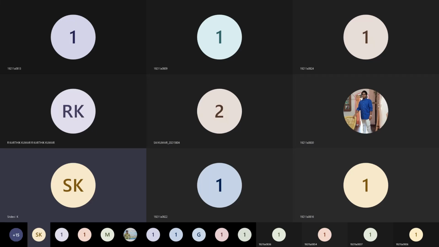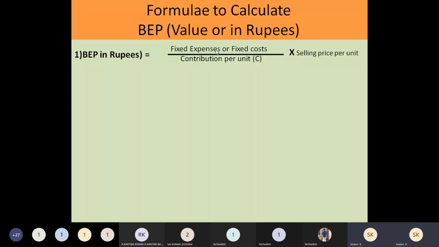Okay, the same break-even point in units formula you are going to use, and multiply it with the selling price per unit. That will give you the value in rupees. Or the contribution per unit formula you replace in this. You can use the other one here.